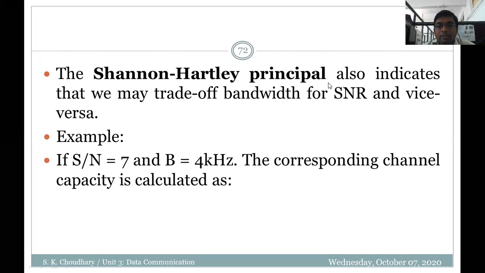Try to understand with the help of this example. Suppose signal to noise ratio is equal to 7 and bandwidth is 4 kilohertz. So what is the value of the channel capacity? Can anyone calculate? Signal to noise ratio is 7 and bandwidth is 4 kilohertz. So what is the value of channel capacity?